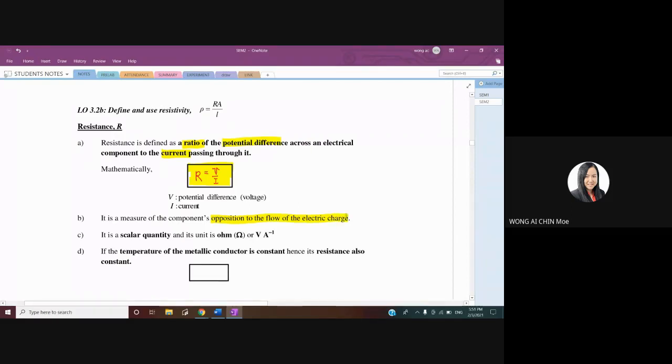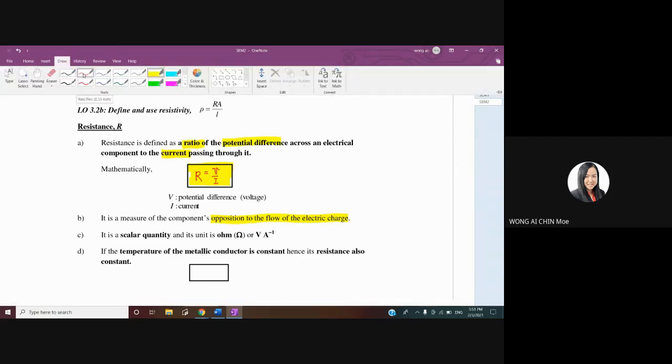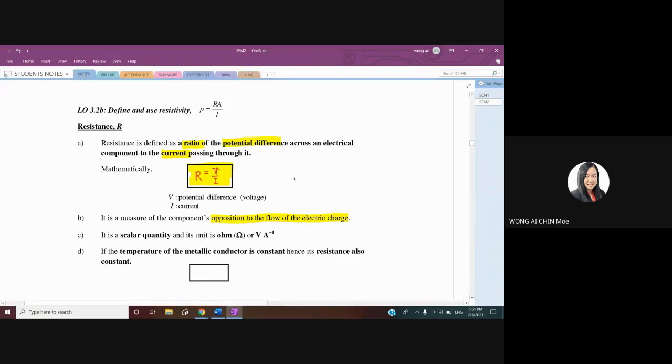Meaning that if the resistance is high, the current will flow slower. Dia macam satu halangan. If the resistance is high, your current flow will become less. R here is the opposition. Dia macam satu halangan. Okay, so if the resistor tinggi, bermaksud halangan dia tinggi. So current nak melalui susah sikit lah.